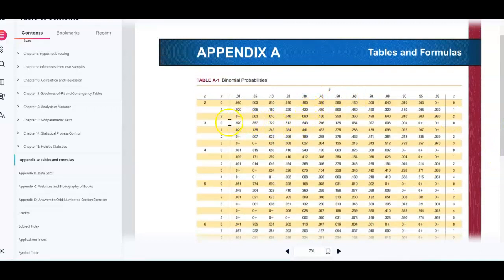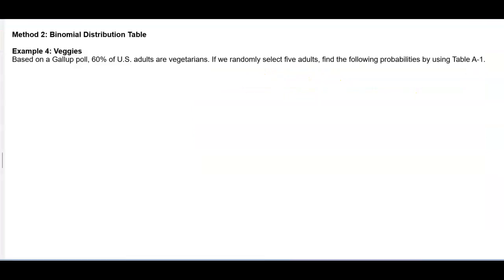probabilities. If you notice, here represents the value of n, so this is the column for n. This represents the values for x. And then over here to the right represents the value of p. So that's how you're going to read this. So let's go back to that example.